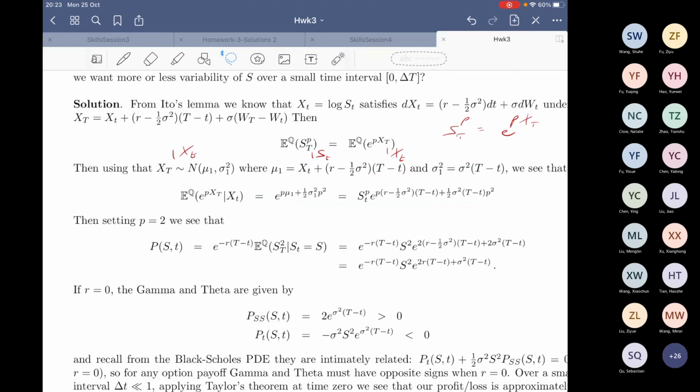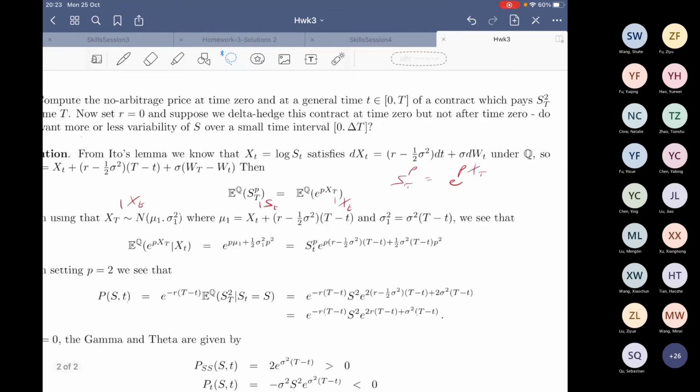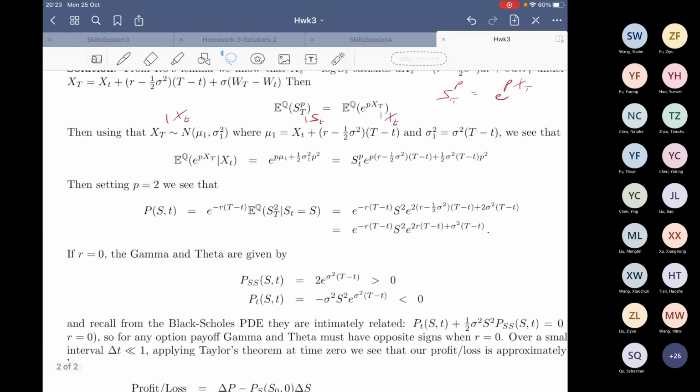So anyway, in the question, our specific interest is in the case when, actually, is it? Yeah, we're looking at ST squared. So the relevant P value that we're interested in now is when P is 2. So the option price is the discounted expectation under Q of the payoff. Well, we're conditioning at time little t, so it's just this formula with P equal to 2. So that's what we're plugging in there.